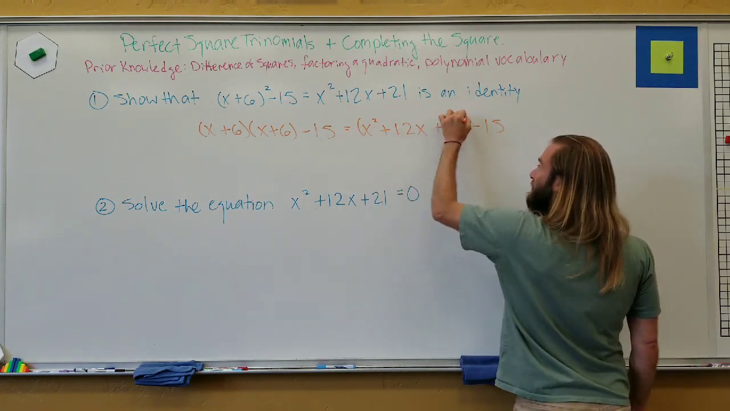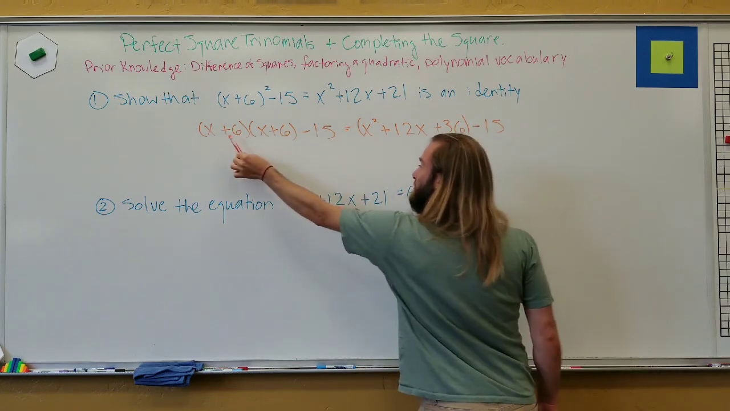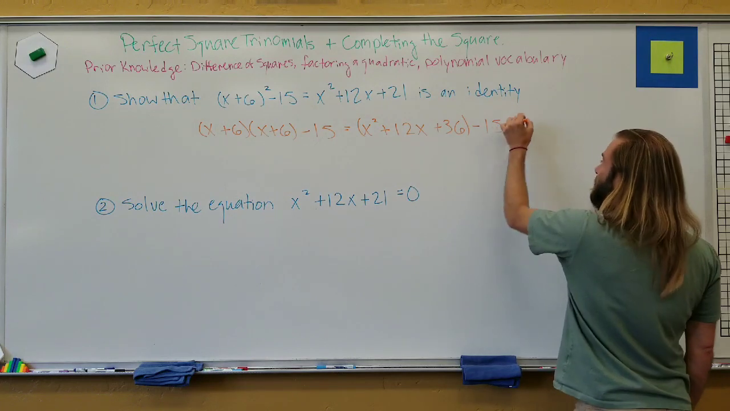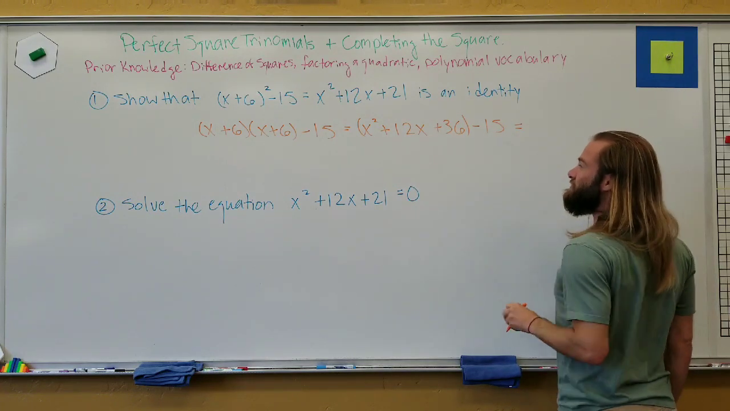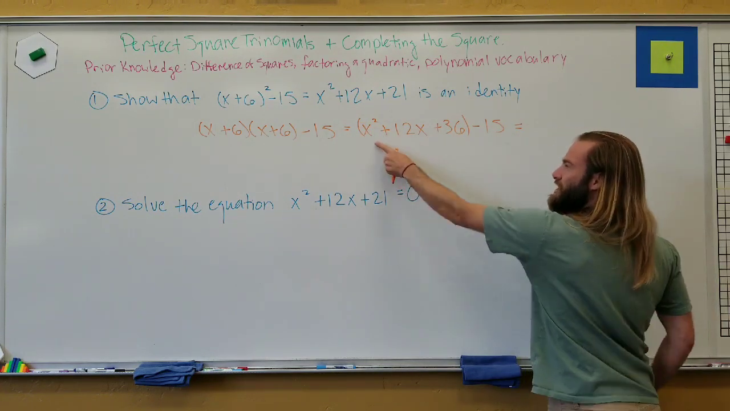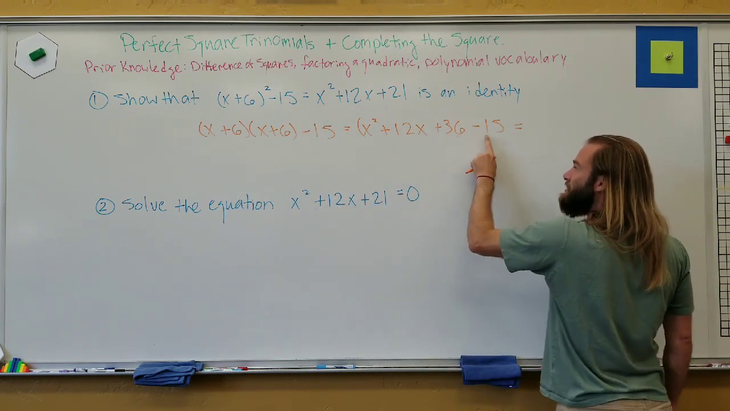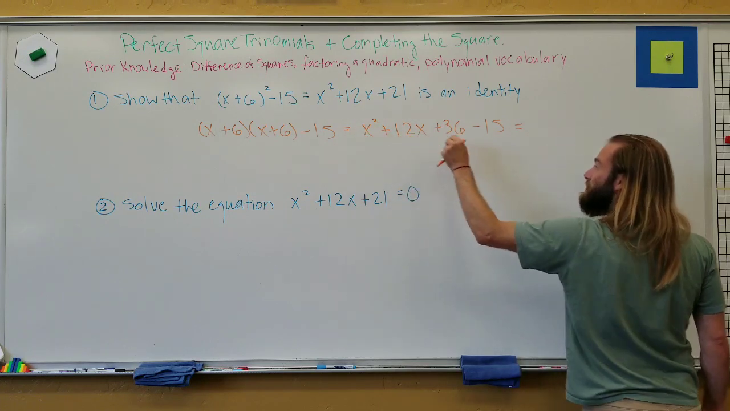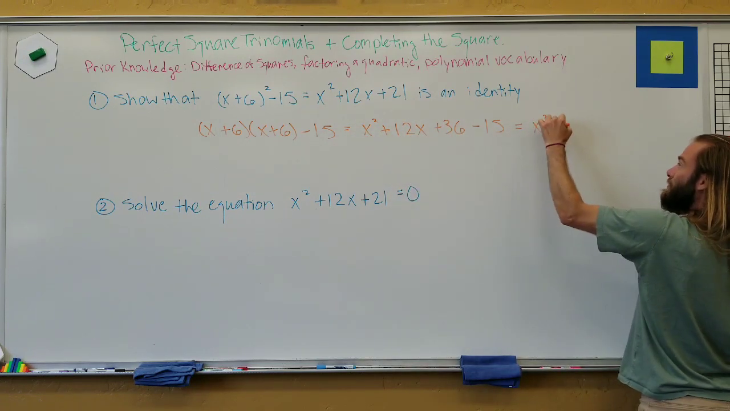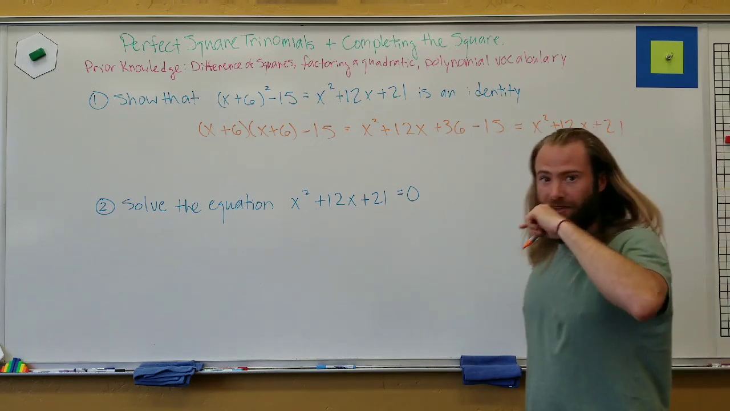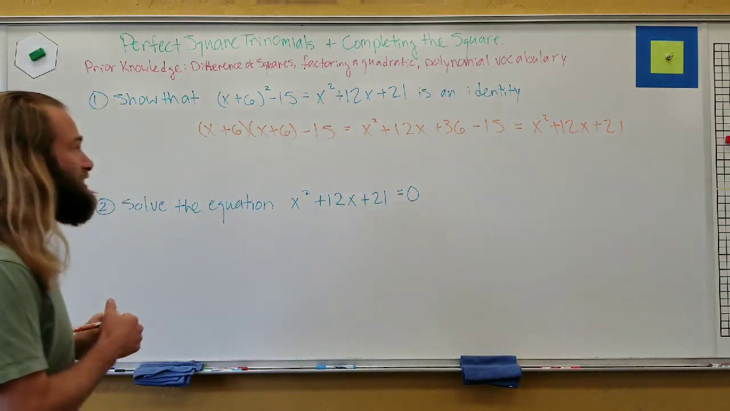So this is my x plus 6 times x plus 6, then minus 15. So the good thing is here, 36 minus 15, these parentheses aren't necessary, it's just to help you remember that it's the same as that piece, right? So in the end here, it's just 36 minus 15 that we need to worry about, and we have x squared plus 12x, and that is 21. So I have shown that that is, in fact, an identity.